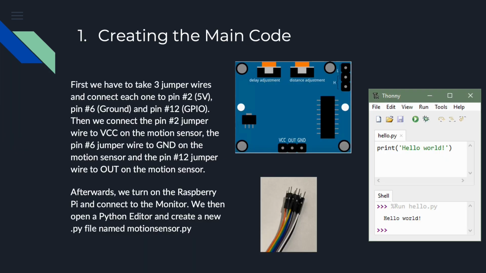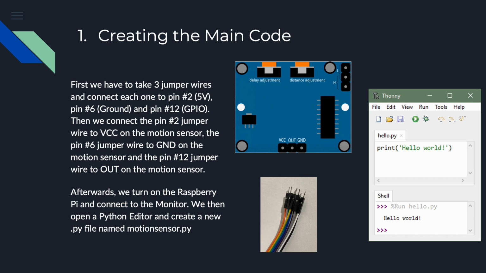First, we want to make sure we have the correct jumper wires connected to the right slots. We have to take 3 jumper wires and connect each one to pin number 2, which is 5 volts, pin number 6, which is ground, and pin number 12, which is GPIO. Then we connect pin number 2 jumper wire to VCC on the motion sensor, which is the blue diagram right. Then we connect pin number 6 jumper wire to ground on the motion sensor and pin number 12 jumper wire to out. Afterwards, we can turn on the Raspberry Pi and connect to the monitor.